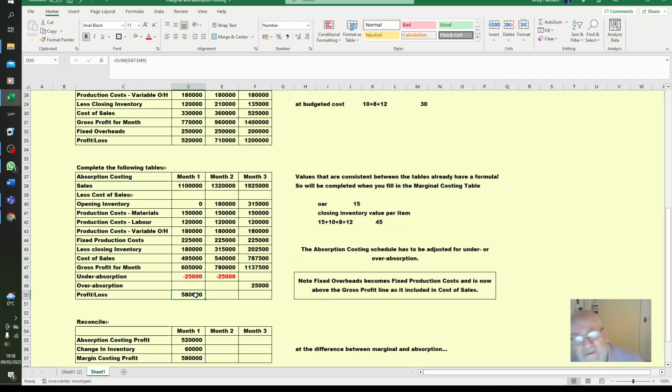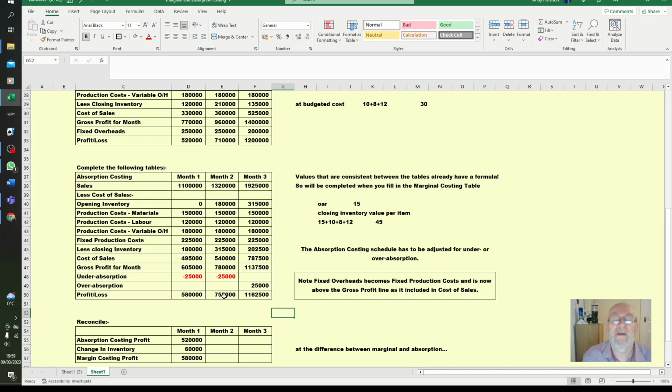We've made £60,000 more. Now if you look at the table down, the difference between marginal and absorption is £15. 15 times 4,000 is 60,000. That explains the difference between 520,000 and 580,000. And then we're making a lot more money. However, as the inventory shrunk, we made more money under marginal. When the inventory of finished goods increased, we made more money under absorption costing, which is the general rule.